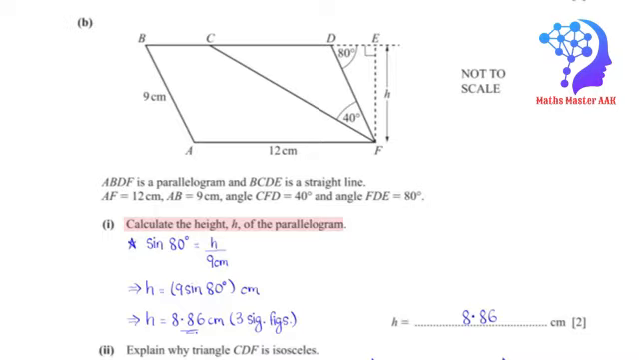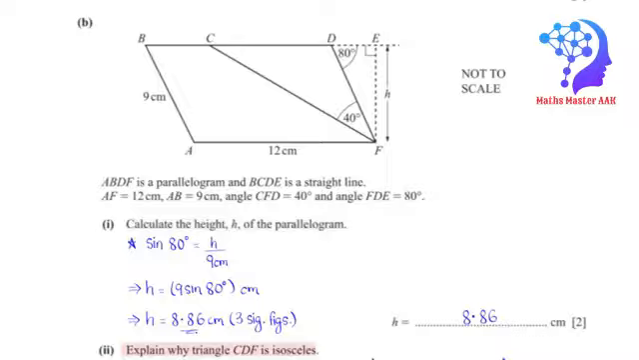To find the height of the parallelogram, we can apply SOHCAHTOA. This gives us sine 80 degrees equals h divided by DF, which is 9 centimeters. When we make h the subject, we have 9 times sine 80 degrees centimeters. When we type this into the calculator, we have h is equal to 8.86 centimeters, correct to 3 significant figures.